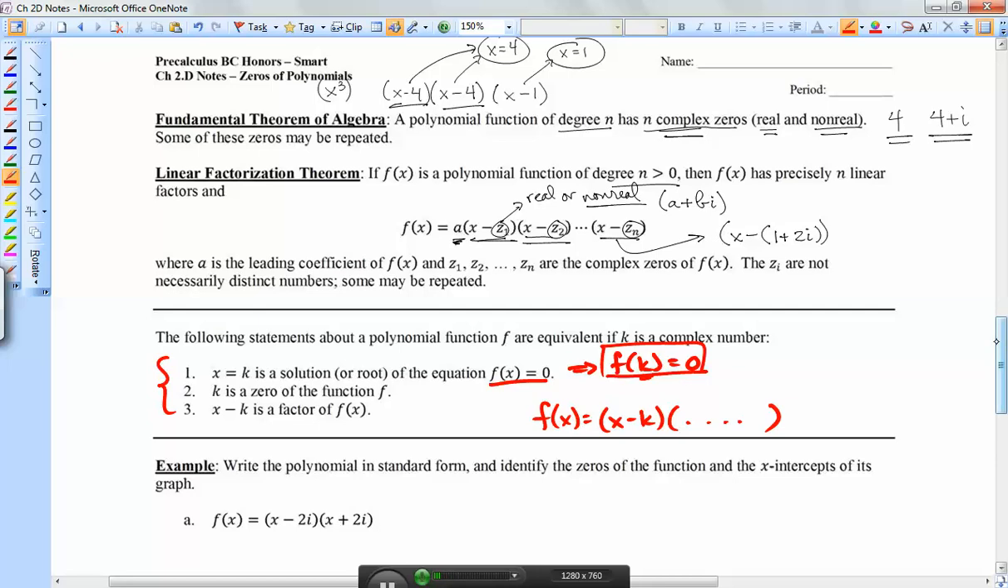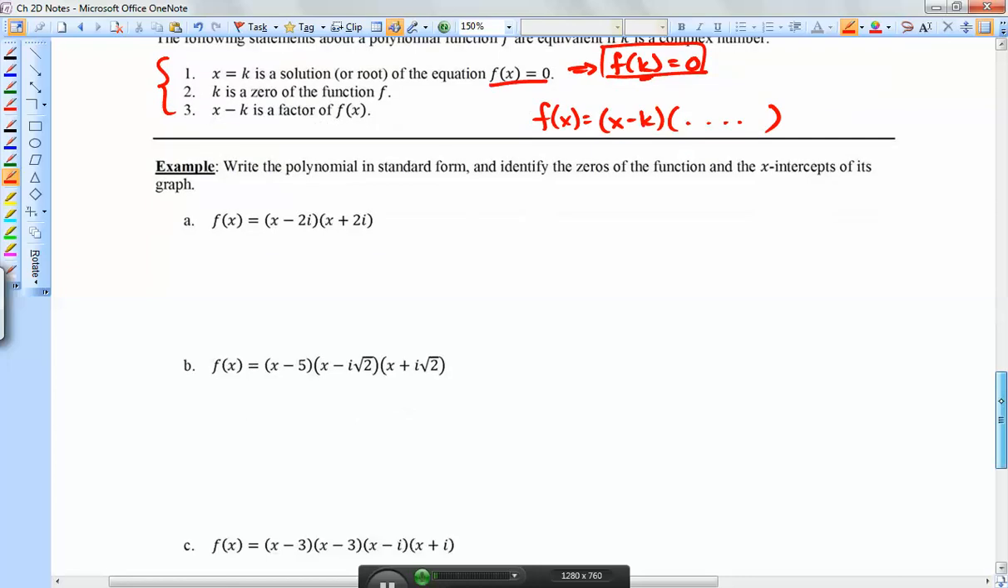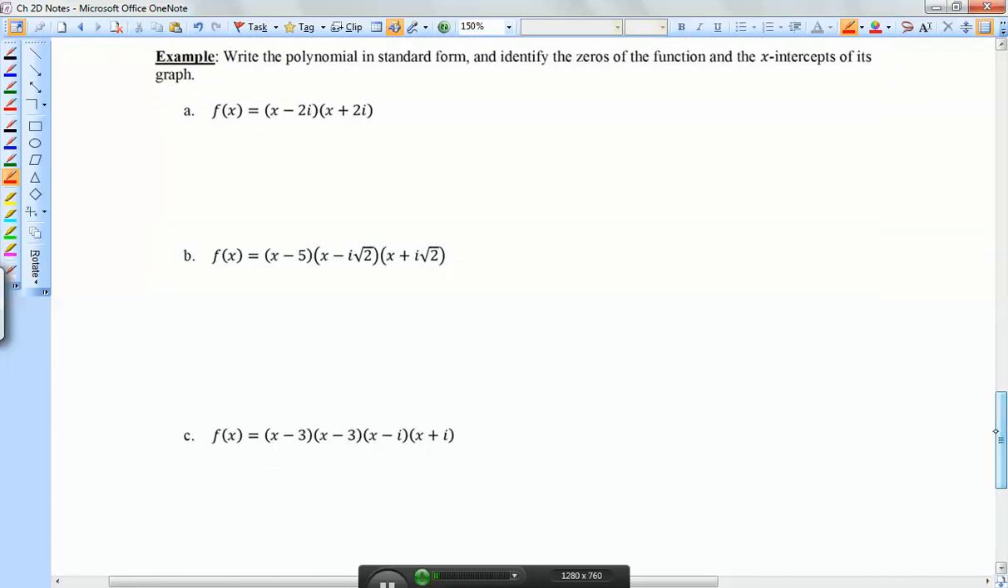Really, the rest of this page is essentially some multiplication practice, because it gets a little bit tricky at times, and I just want to review a little bit of it. So write the polynomial in standard form and identify the zeros. One thing to note: notice how it says minus 2i and plus 2i. Right here it's going to say x minus i root 2, x plus i root 2. Down here there's a minus i, there's a plus i. They always come in those conjugate pairs. We're not going to prove it, but they always do. We could prove it. It's not that bad. It just uses the quadratic formula.